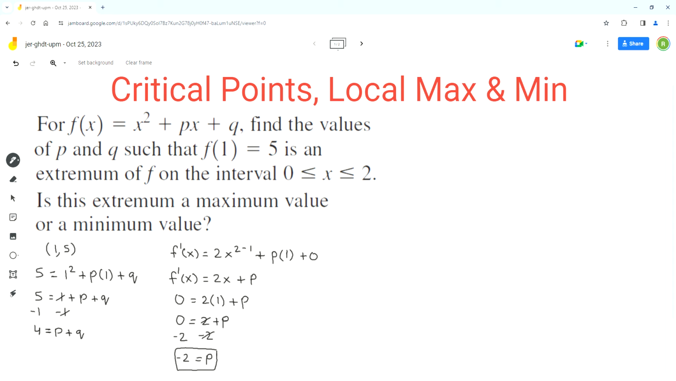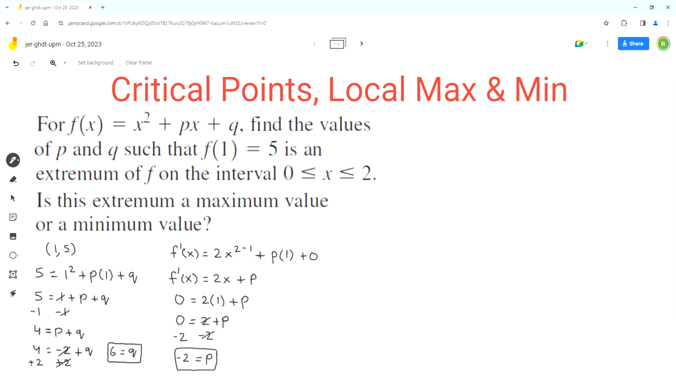Now we can use this value of p in our equation 4 equals p + q to get the value of q. So we can sub in p as negative 2. Now we can isolate q by adding 2 to both sides. So the 2's on the right side will get cancelled out. So we'll get 6 equals q. So this is the final answer for the value of q. So we have answered the first part.